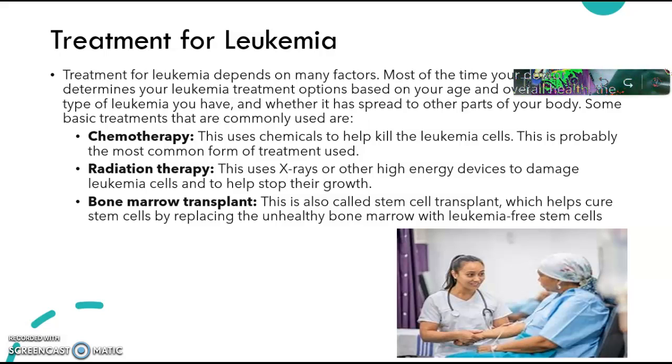We've got radiation therapy. This uses X-rays or other higher energy devices to damage the leukemia cells to help basically stop or stun their growth so it doesn't overtake the body. And also a bone marrow transplant. Some other people might call it stem cell transplant, but people call it bone marrow transplant as well, which helps cure by replacing the unhealthy bone marrow with leukemia-free stem cells.